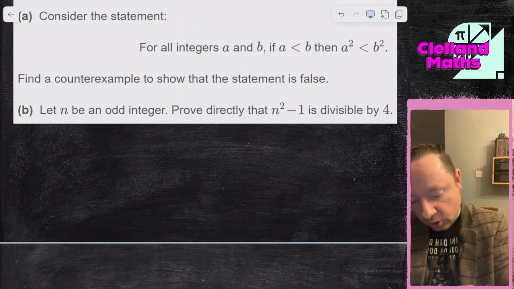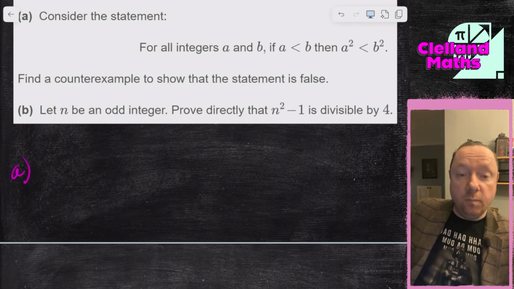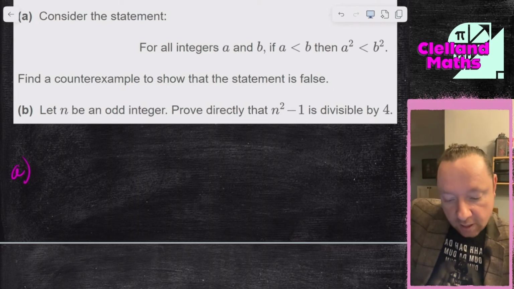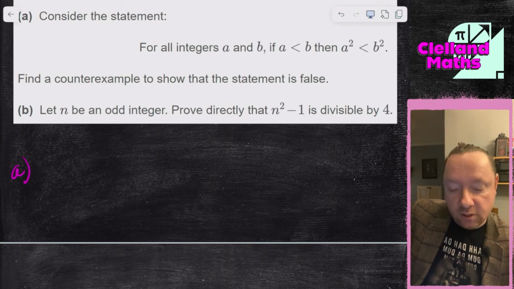Let's go for a first. So we want to pick a number a less than b such that a squared is less than b squared. Now let's think about positive numbers first. See how you would work through this. Let's pick 1 and 2. 1 1s is 1, 2 2s is 4. It's not going to work. What about negative numbers then? That's going to give us something.